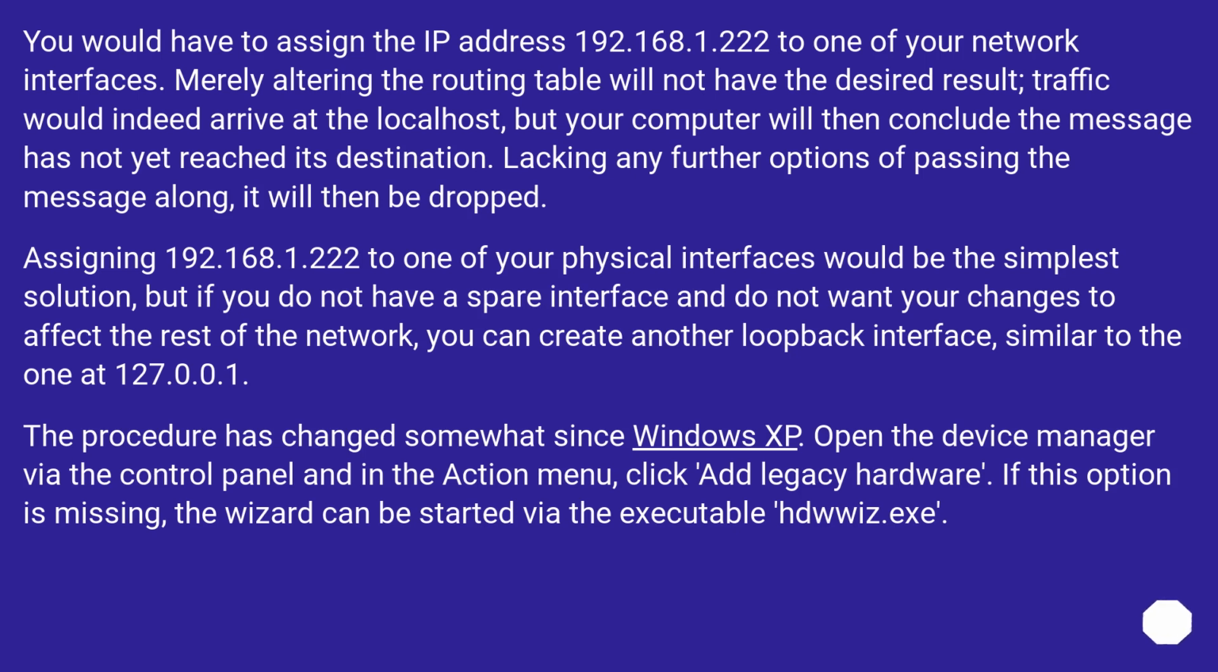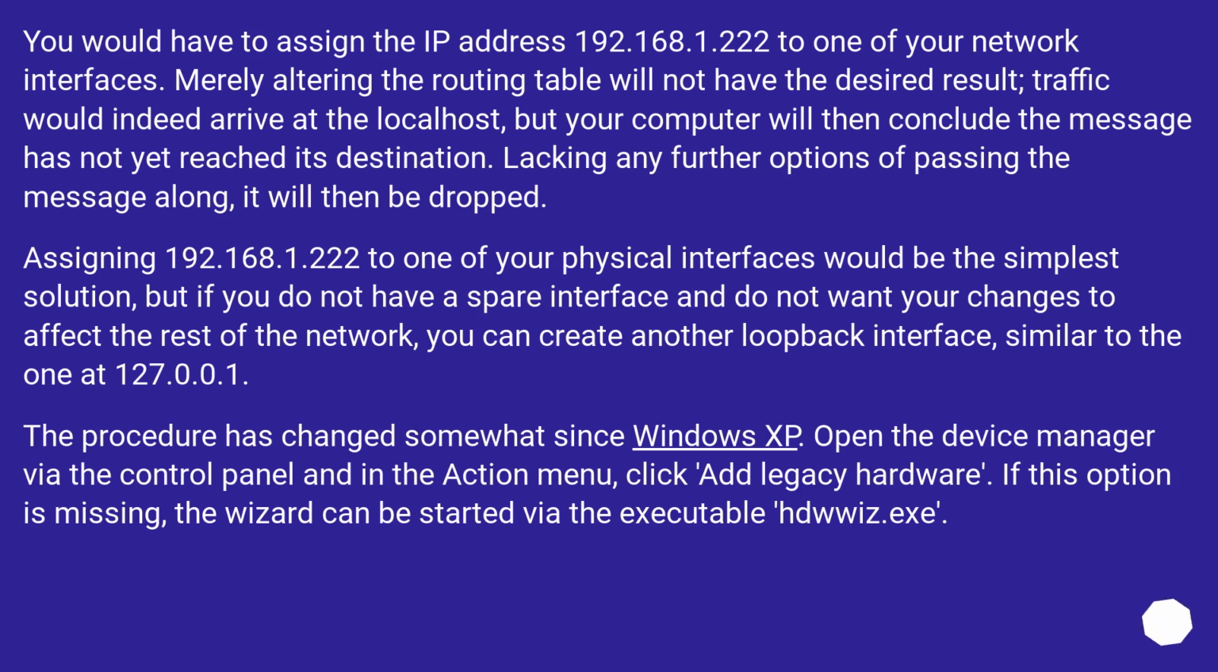You would have to assign the IP address 192.168.1.222 to one of your network interfaces. Merely altering the routing table will not have the desired result. Traffic would indeed arrive at the local host, but your computer will then conclude the message has not yet reached its destination. Lacking any further options of passing the message along, it will then be dropped.